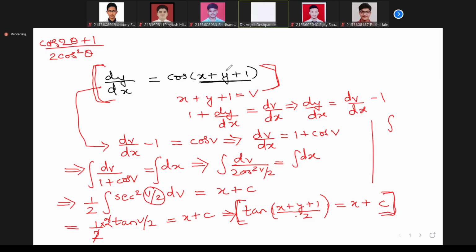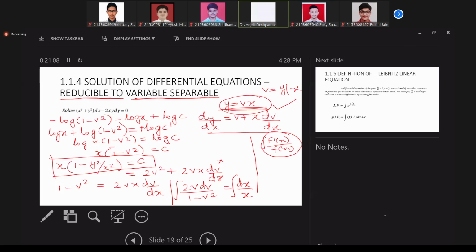Suppose you are given some additional condition, suppose at x is equal to 0, y is equal to 1. If you are given some additional condition like this, then you will be able to find the value of c, otherwise not. Idea is clear to you? That is why we are telling all the time that c is the arbitrary constant. That means at this point of time, c can take any value. Okay, very good. So now we'll just go to the next part.